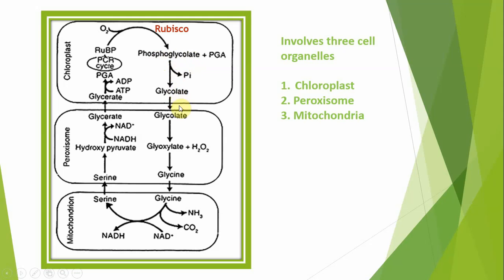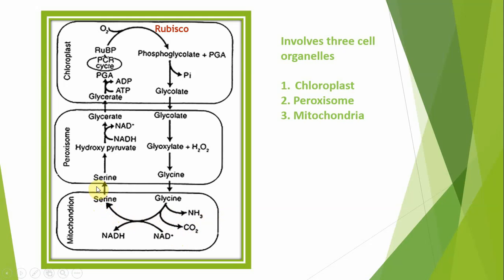This glycolate moves to peroxisome, where it is converted to glyoxylate and hydrogen peroxide. Hydrogen peroxide is a harmful molecule. Glyoxylate is converted to glycine. This glycine moves to mitochondria and it releases a molecule of ammonia and carbon dioxide and becomes serine.